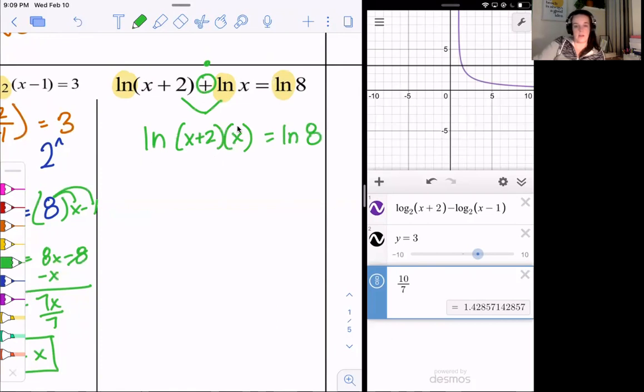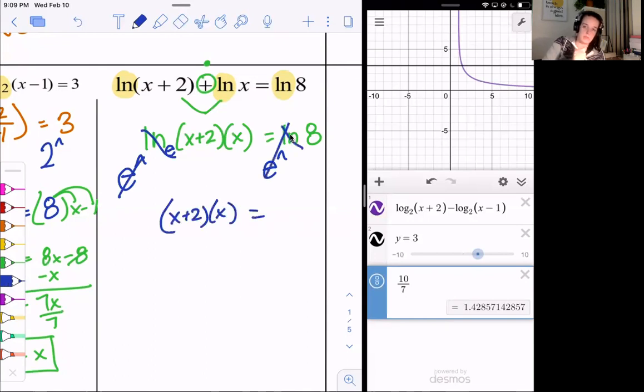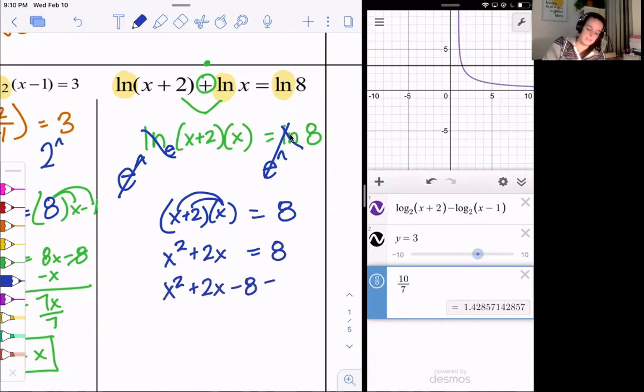Right? I have just a log here and a log here, so I can go ahead and exponentiate. Remember, I have a base of e, so I have e to the power of, e to the power of. It's going to cancel here and leave me with (x plus 2) times x equals, both of those cancel as well, 8. I'm going to go ahead and distribute. So I have x squared plus 2x equals 8. Moving that 8 to the other side, x squared plus 2x minus 8 equals 0.